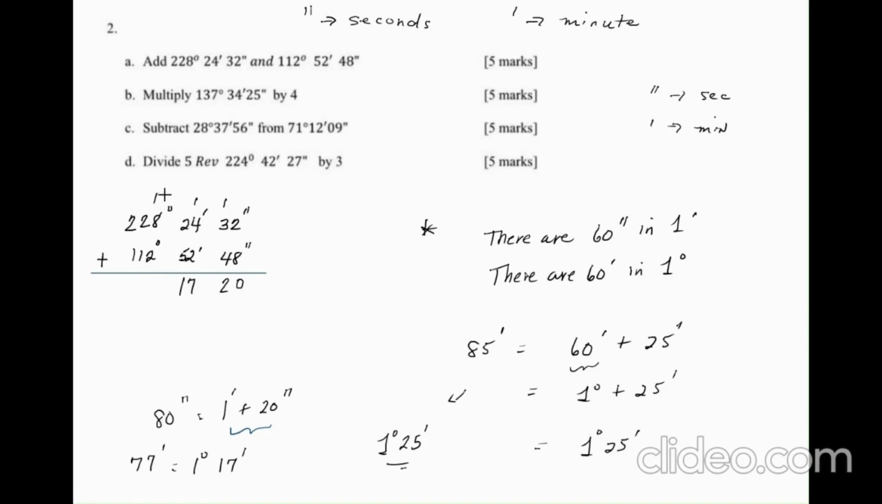Okay. So now I have 1 plus 8 is 9. 9 plus 2 is 11. Carry the 1. 1 plus 2 is 3. 3 plus 1 is 4. Nothing to carry. 2 plus 1 is 3. So my answer is 341 degrees, 17 minutes, 20 seconds.